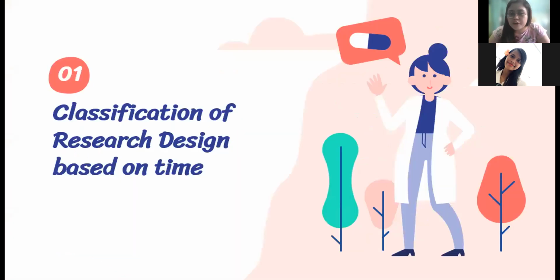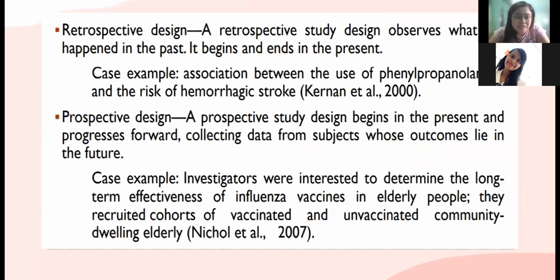Now, we have four classifications of research design, in which the first one is based on time. So again, this is the classification of research design based on time. There are only two of them, retrospective and prospective. You will encounter these a lot when you do your RRL, Review of Related Literatures. But it's very important for you to know how to differentiate them.